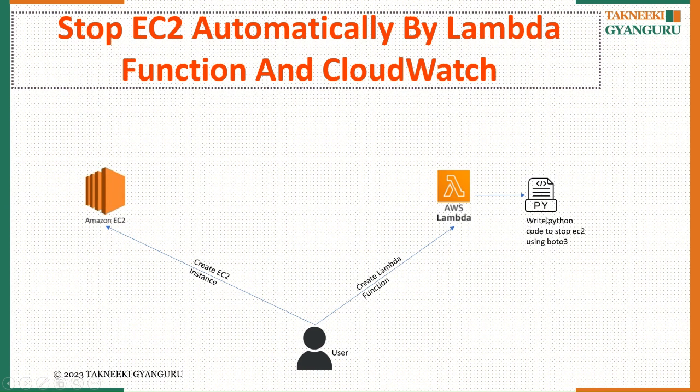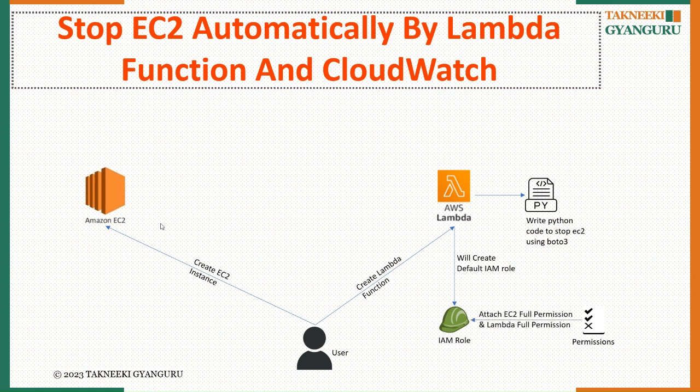When we create this Lambda function, it will create a default IAM role. That role is not sufficient to stop the EC2 machine, or to be run by CloudWatch, right? So what we will do is assign some permissions, or policies, to this IAM role. Today we will assign EC2 full permission and Lambda full permission.